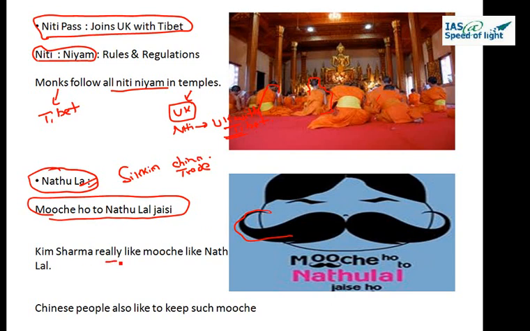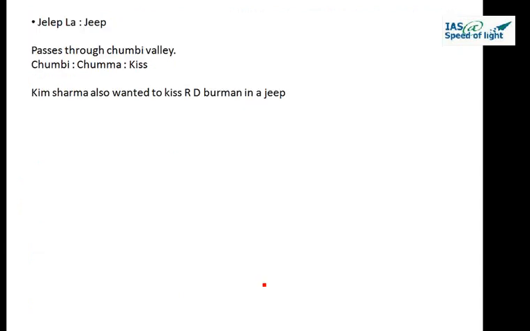Kim Sharma really likes mustaches like Nathulal. Kim Sharma is a picture for Sikkim. Sikkim becomes Kim Sharma. So Kim Sharma really likes a mustache like Nathulal, and China's people also like to keep such a mustache. Whose mustache? The Nathulal mustache. So that is how we'll remember Nathula.